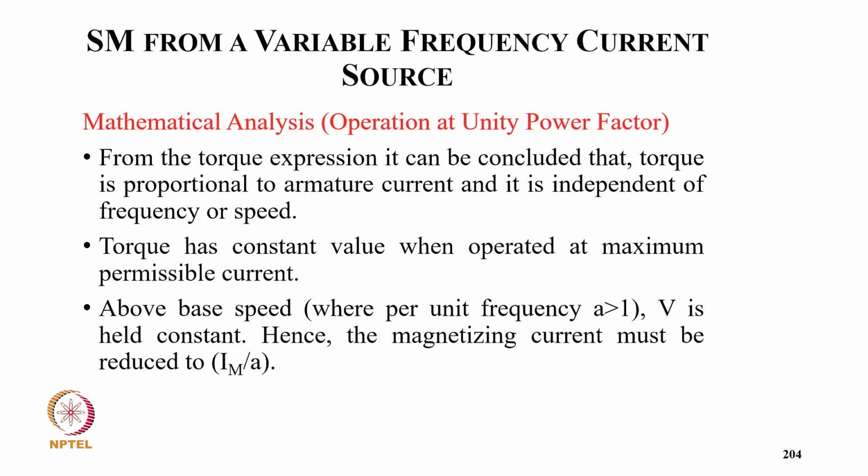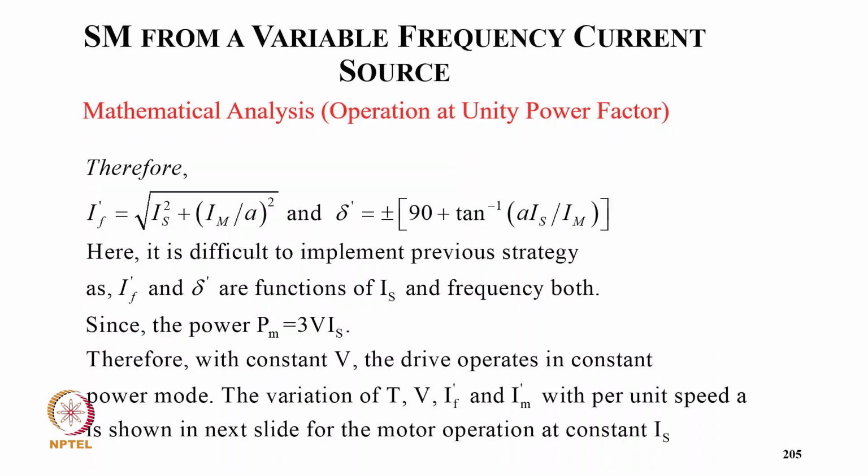So torque has a constant value when operating at the maximum permissible current. Above the base speed, when the per unit frequency A is greater than 1, V is held constant. Hence, the magnetizing current must be reduced to IM upon A. Therefore, IF' equals the square root of IS squared plus (IM upon A) squared, and delta' equals plus or minus 90 plus tan inverse of A IS upon IM. It is difficult to implement the previous strategy, as IF' and delta' are functions of both IS and frequency.